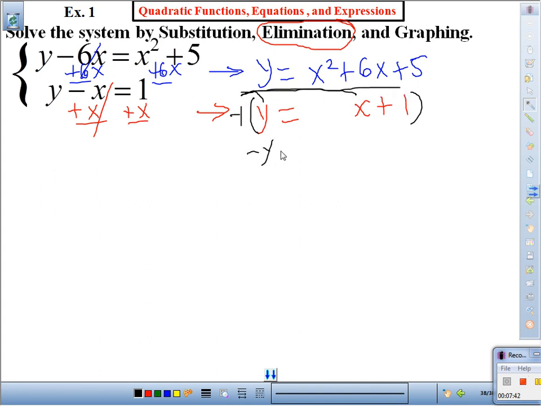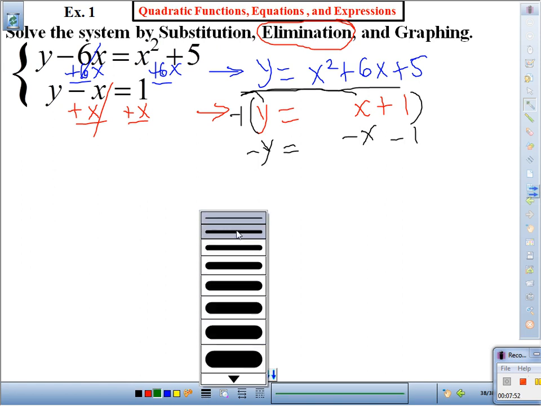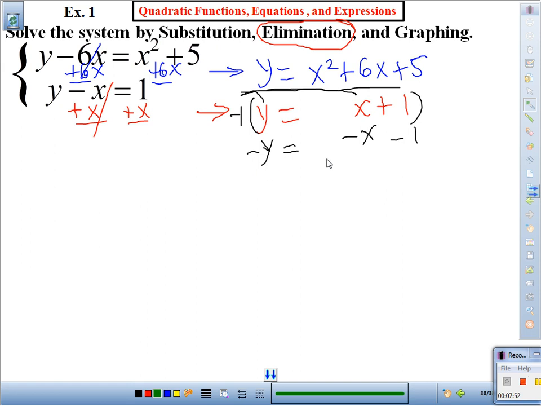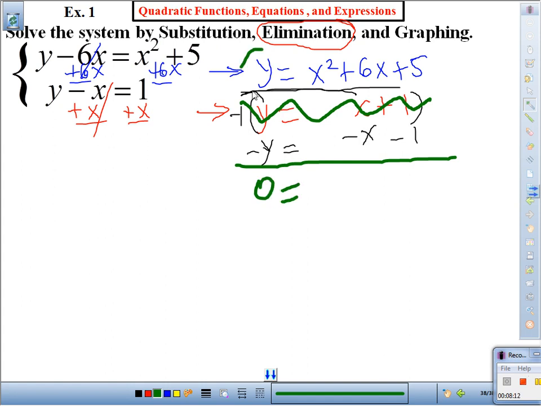So that gives me negative y equals negative x minus 1. And so that I don't get confused, now that I transform this one, this is my new equation, I'm no longer going to use this one. I'm focusing on the first and this one. With that said, can we eliminate one of the variables? Yes. What is y minus y? 0. So this one and this one are eliminated. That's why this method is called elimination.